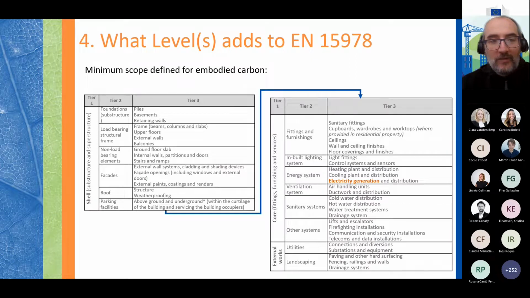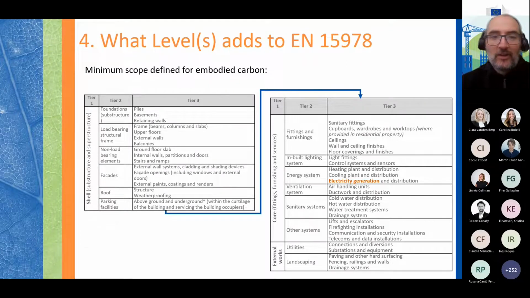another thing that Levels adds is it defines a minimum scope for embodied carbon, and to help explain what this minimum scope is, it also provides a hierarchy of building elements. So you can see here tiers of building elements. There's tier 1, tier 2, tier 3. And sorry, this table was really big, so it's really just one table, but I had to split it in almost half. So it reads from top to bottom when you go from left to right.